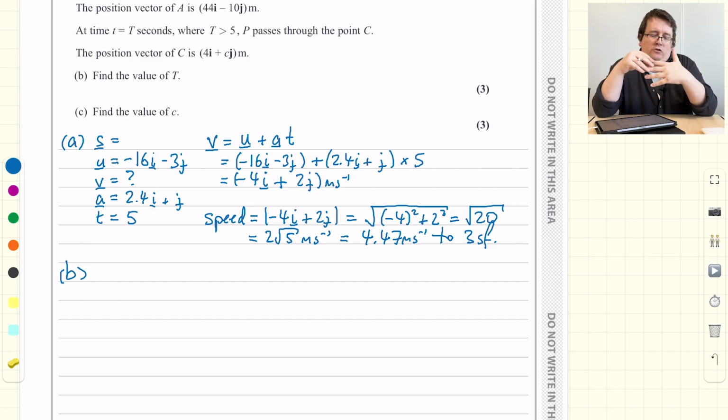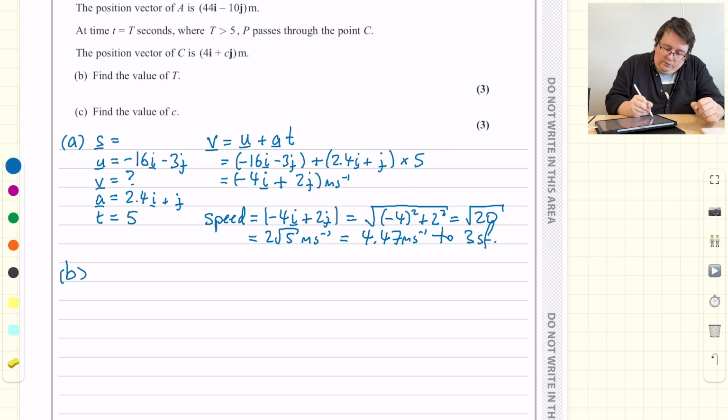The position vector of A is 44i take away 10j meters. At time t equals capital T seconds, where capital T is greater than 5, P passes through the point C. The position vector of C is 4i plus cj meters. Part B, find the value of T.